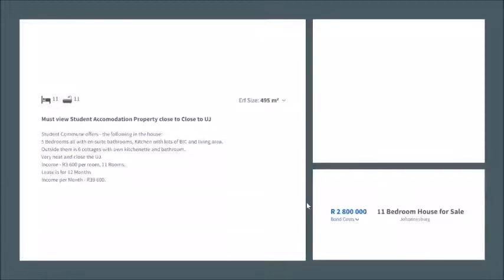On the bottom right, you'll see the asking price. So it's asking 2.8 million. Immediately, this looks like an attractive deal because your income of nearly 40,000 Rand should quite easily be able to cover your bond and still have some money left over.